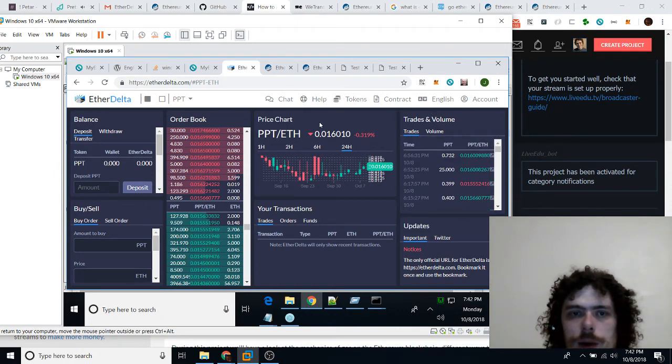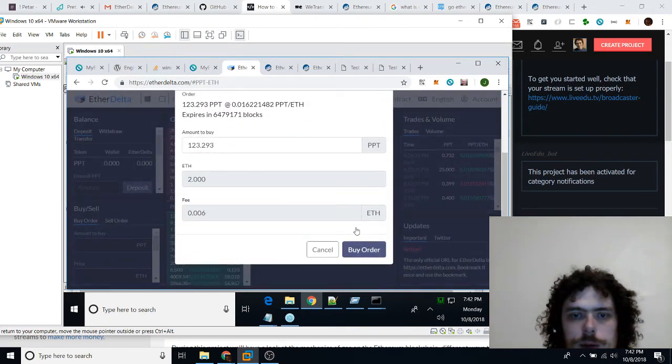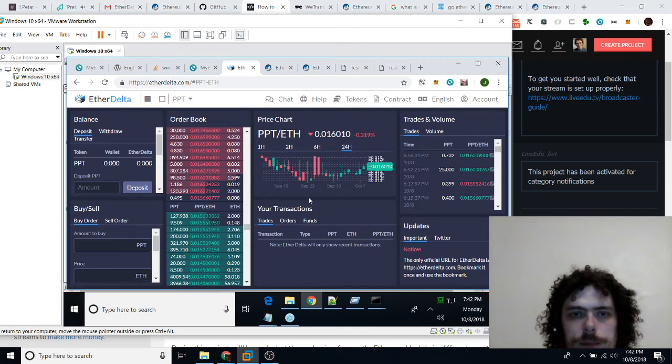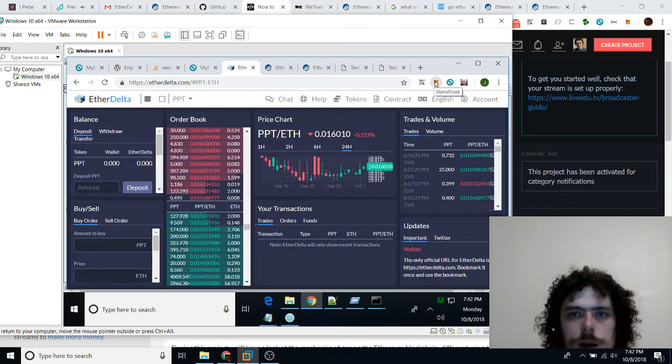But that's how you can set your gas price, and your gas limit you can set when you go to verify your transaction with MetaMask. I'm not sure this is going to work because we're not on the main net. Nope, somebody already traded that order too. Let's just go on the main net and see if that helps.